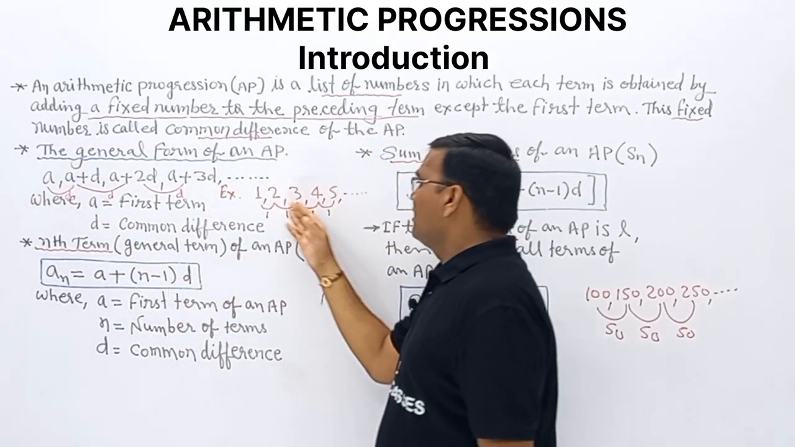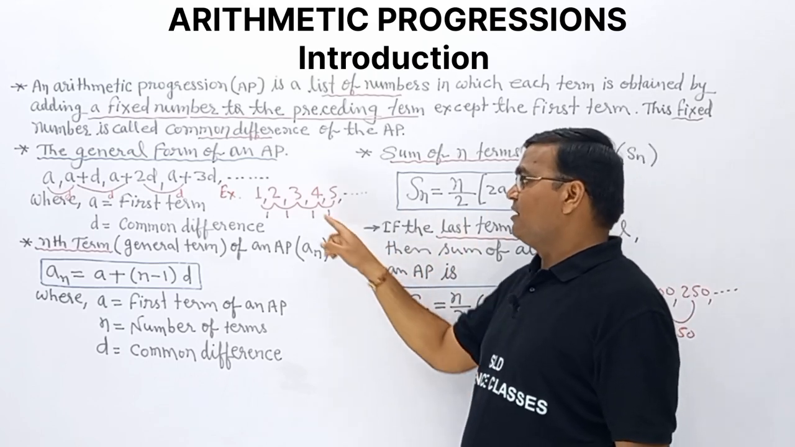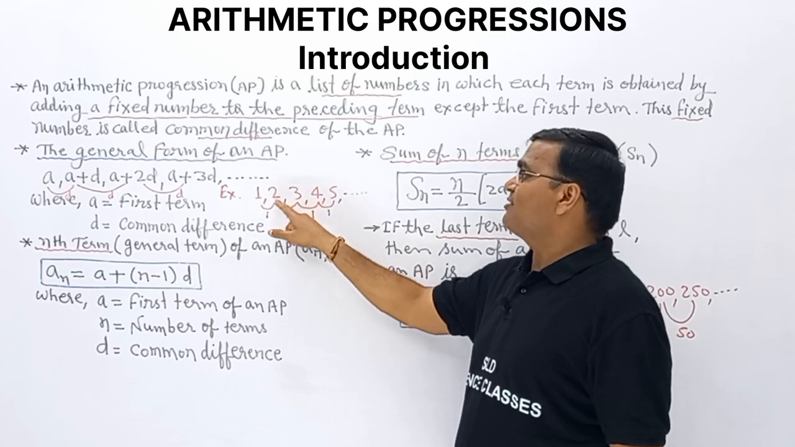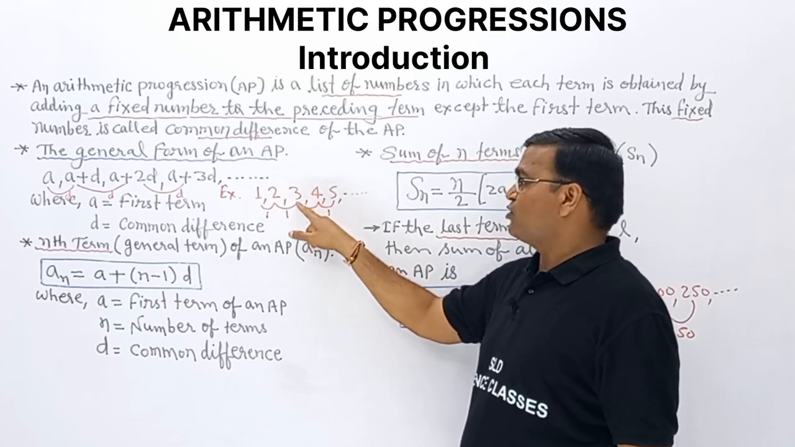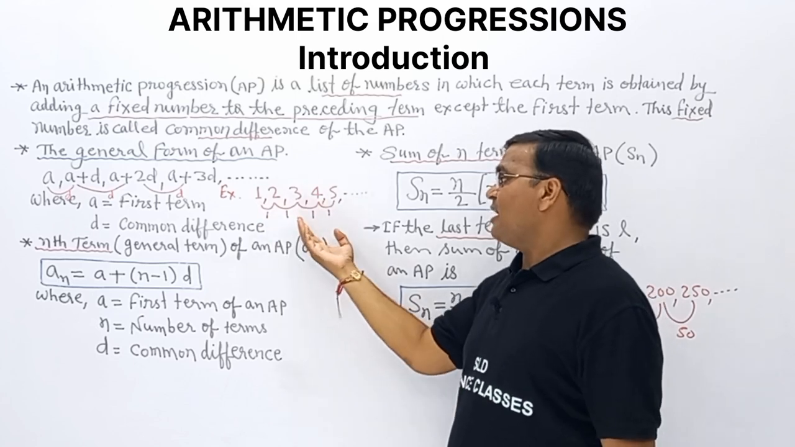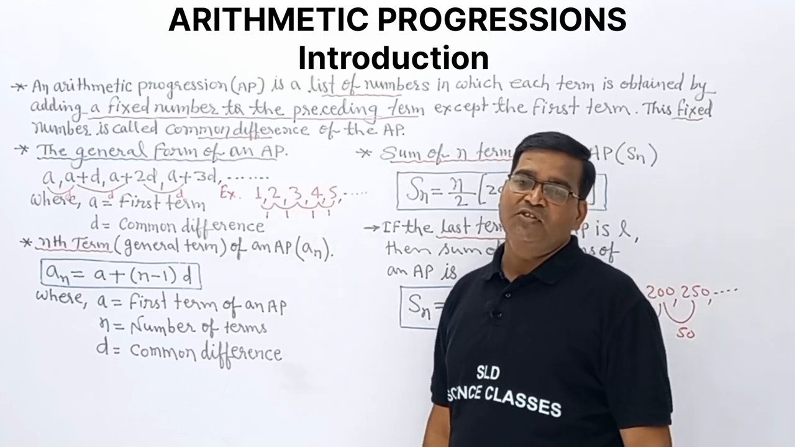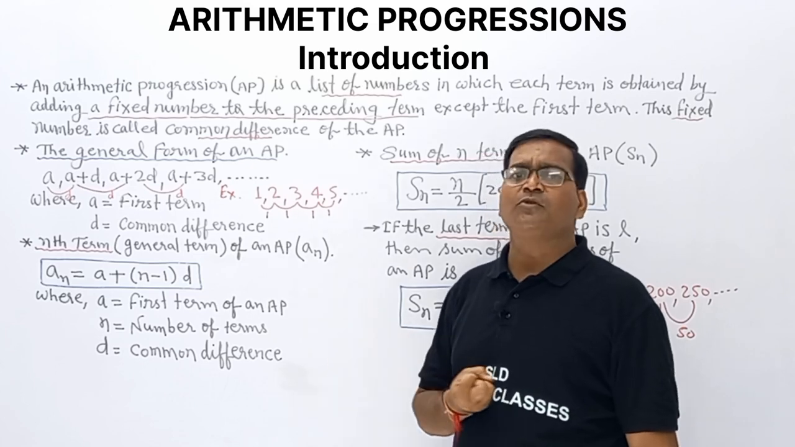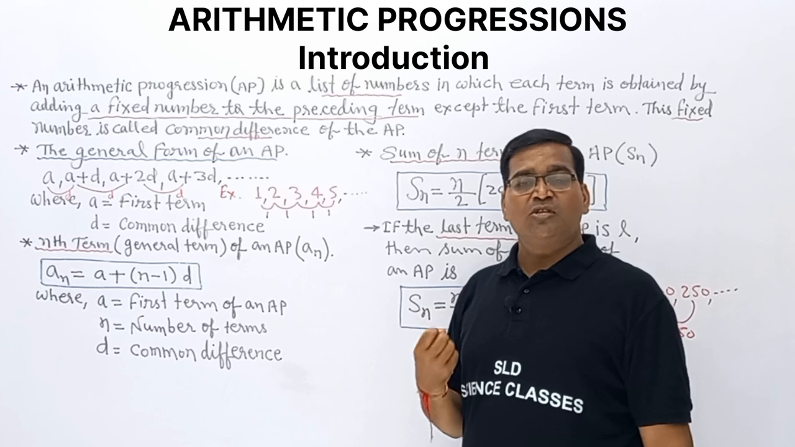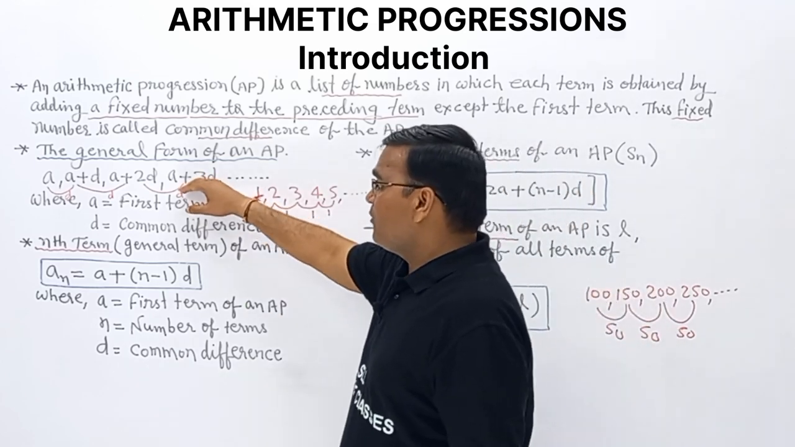Or normally, AP means a sequence in which the difference of second minus first, third minus second, fourth minus third, fifth minus fourth, and so on, is the same, and that difference is called the common difference. Clear? Simple identification. From this observation we can find whether the given sequences are in AP or not. Clear? So this is the general form.